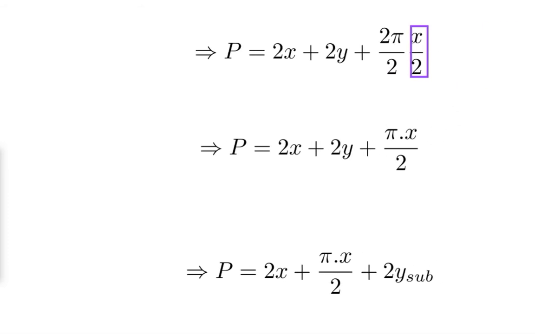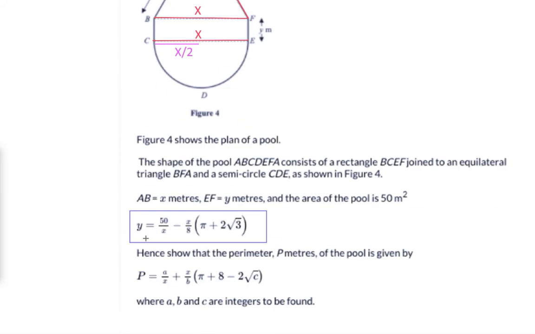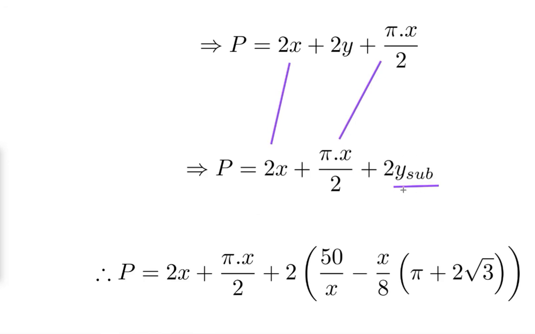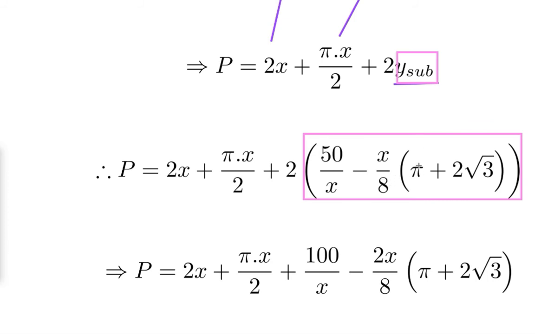Next, this section here I have just moved to the front, moved slightly forward. I've kept 2x where it is, and we have this 2y. But I'm going to substitute y out. Why? Because remember that it has been given y is equal to 50 over x minus x over 8 factorized out of pi plus 2 root 3. So we can remove this y or substitute it for the equation. So what I've therefore done is I've said I'm going to take only the y subpart, keep that 2, and I'm going to switch it with what we've been given, which is this 50 over x minus x over 8 pi plus 2 root 3. And so what I can do from there is multiply out the 2.